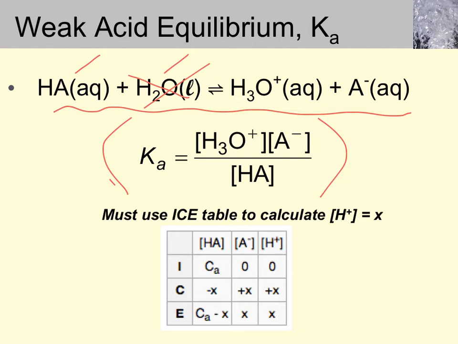And then, of course, how to set up your ICE table. Remember, unless you're told otherwise, concentration of the products initially is 0. Use X, and remember, when you're filling in your X values, they have to correspond to the coefficients in your balanced equation. In this case, all the coefficients are 1, so they're all going to be X here. Remember your plus and minus signs also.